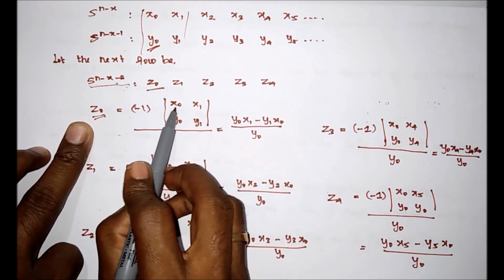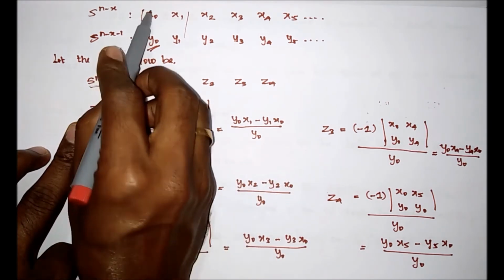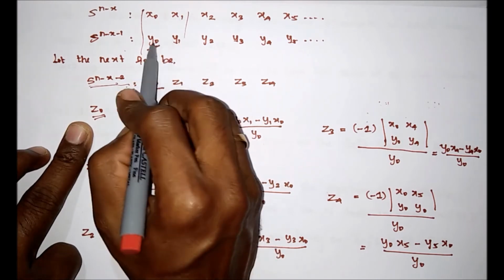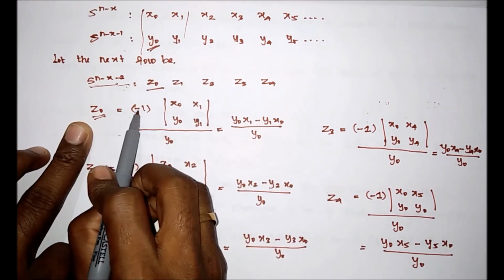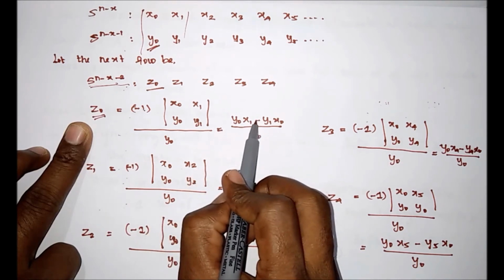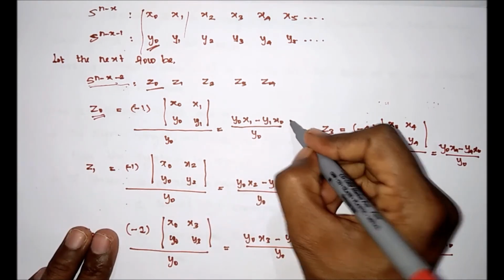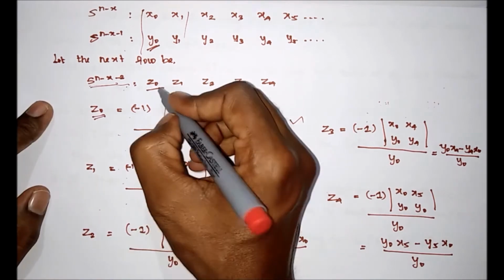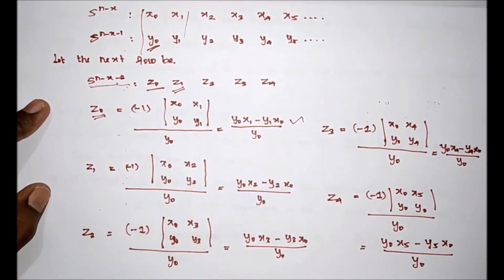So we can say x0 y1 minus y0 x1. If we multiply this minus 1 here, this minus will become plus and this plus will become minus. Therefore, we can write like this. So next, z0 is over. Next we have to take z1.